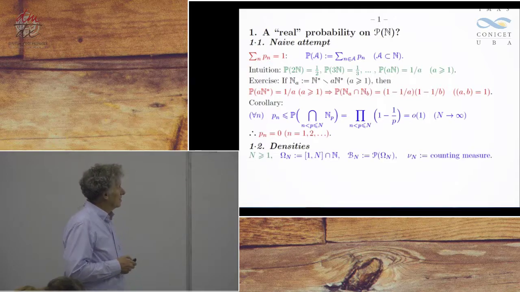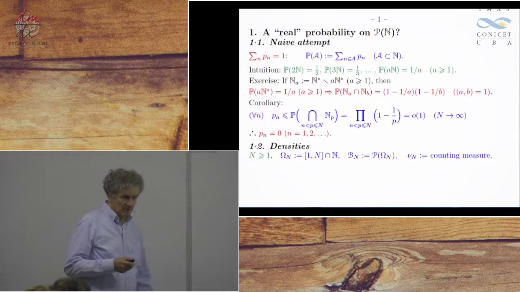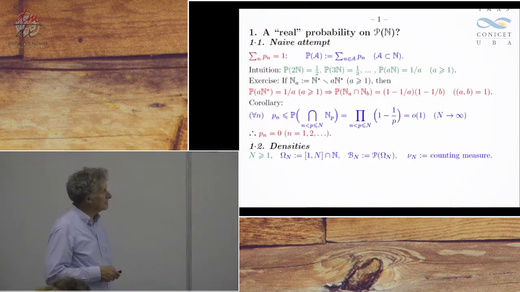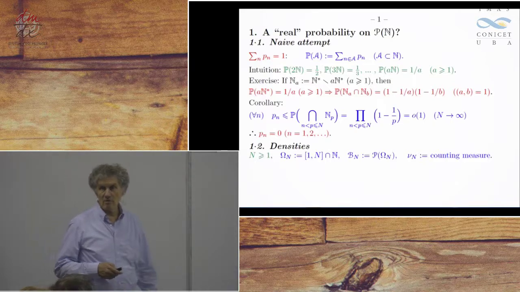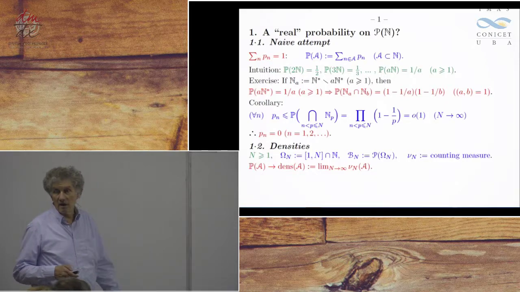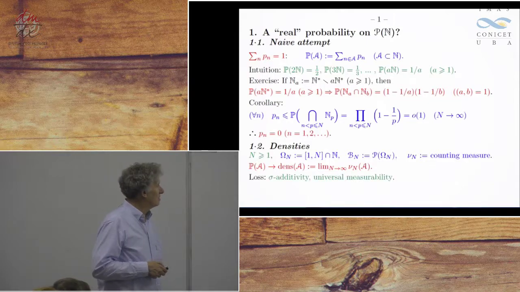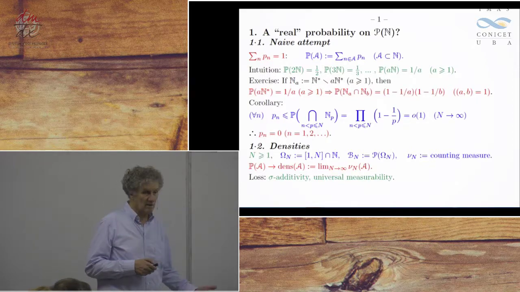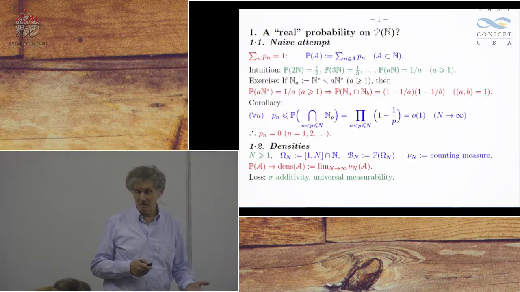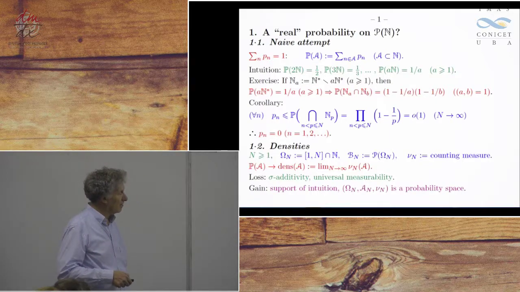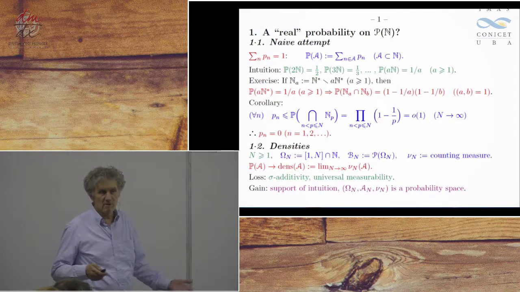So, densities. Now we take the set of integers up to n. Of course, it's a finite set, so we can take all subsets, and we consider the counting measure on this set. We replace the probability of A by the density, which is the limit of the frequency among the first n integers. Then, of course, we have lost sigma additivity. We have lost universal measurability, so that we will have sets with no density, but we have gained the support of intuition. And when n is finite, we work in a real probability space.